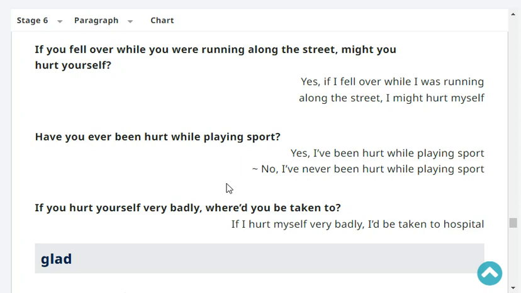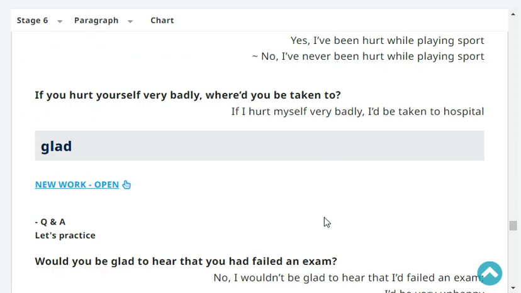Have you ever been hurt while playing sport? Yes, I've been hurt while playing sport. If you hurt yourself very badly, where would you be taken to? If I hurt myself very badly, I'd be taken to hospital. Very good.